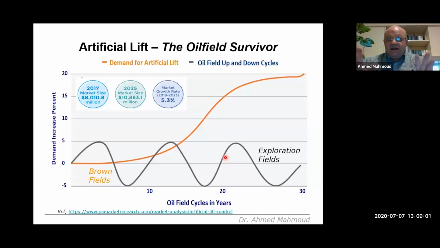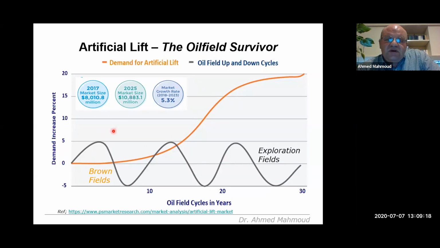So if you're planning to continue your career as a production engineer, in artificial lift, basically you don't need to worry. You'll always be in business in the down cycle and in the up cycle.